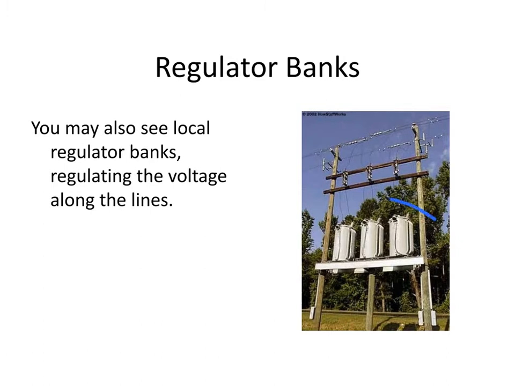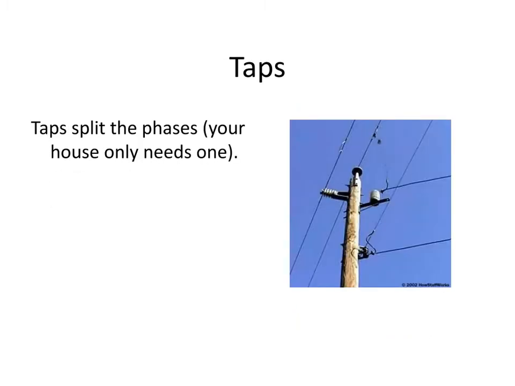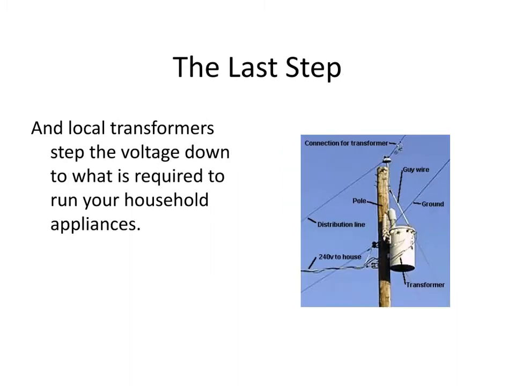You may have also seen these on the side of the road. These are called regulator banks, and they're used to regulate the voltage along the lines to make sure that the voltage doesn't change too much. So at the top of hydro poles, you may see something that looks like this. Those are taps that split the phases because your house typically only needs one phase, unless you're doing a lot of welding.